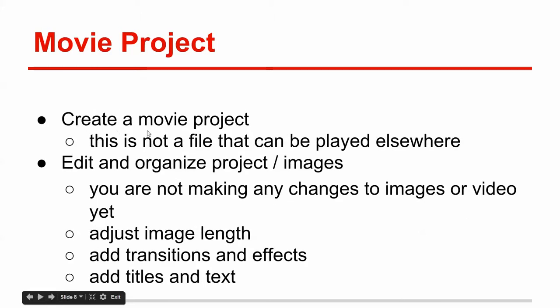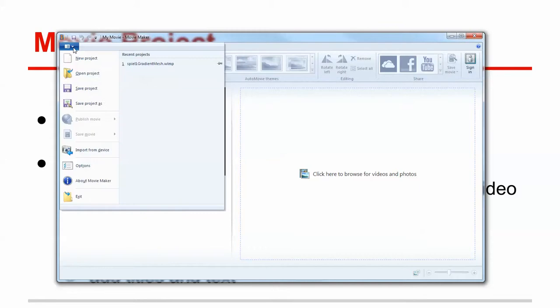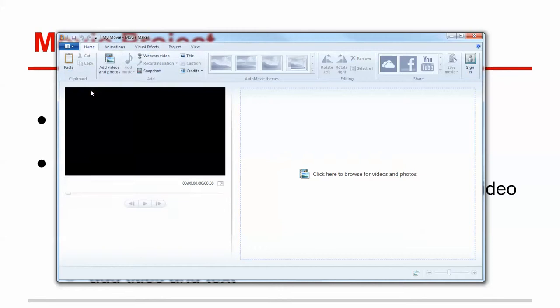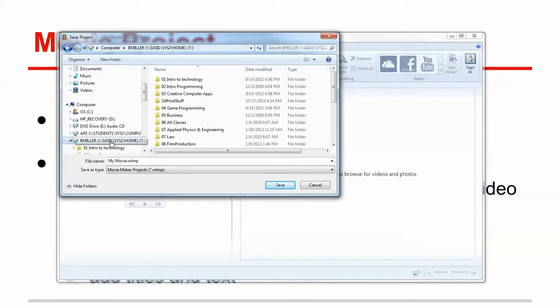Okay, so create a movie project. This is not a file that can be played elsewhere. Okay, so here's what I'm saying. So this right here, we're going to do this project. So I'm going to make a new project. I'm going to go File, and say save this project. This is a brand new project, so I can say save as, and I'm going to save it in my folder. Okay, so I'm going to go into my folder with my name on it.